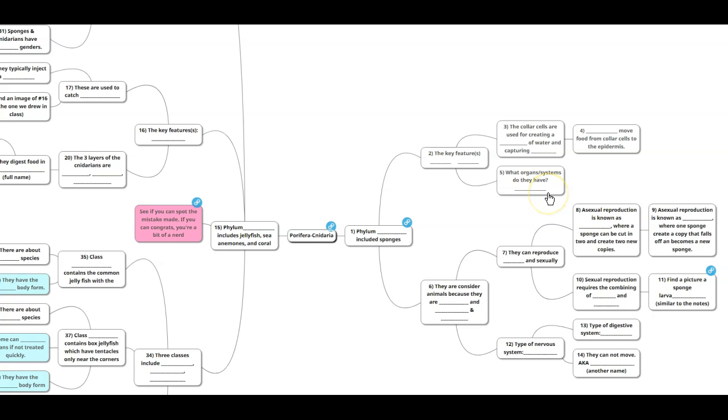What organs and systems do they have? None. This is going to be a little repetitive, I know, but it's just to hammer the point home that sponges do not have any organs or any kind of systems.